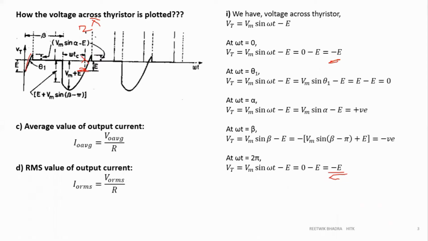So after 2 pi, at some gap theta 1, it will be 0. Then at some point alpha, it will be positive. Then after that, it will be 0, then goes in the negative direction and continues. So for this Vt, you have to make some calculations. You can't draw it directly by adding your Vt with V0 to get your Vs. That's the main thing over here.